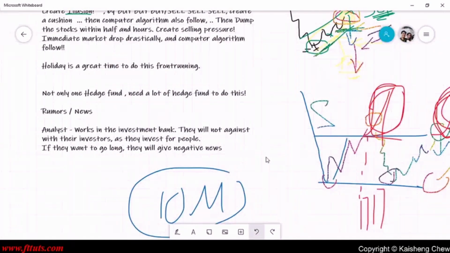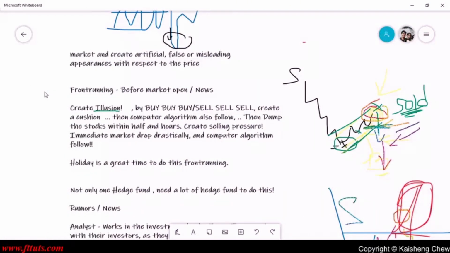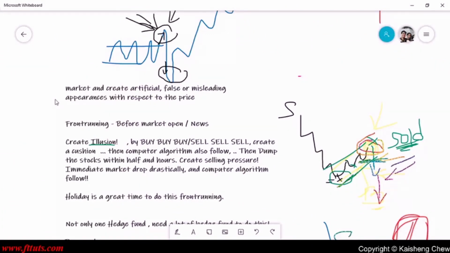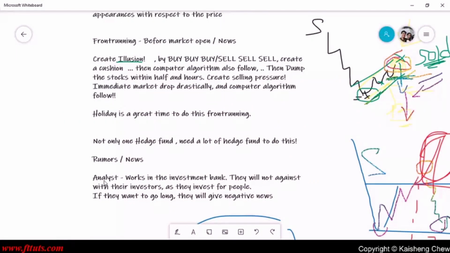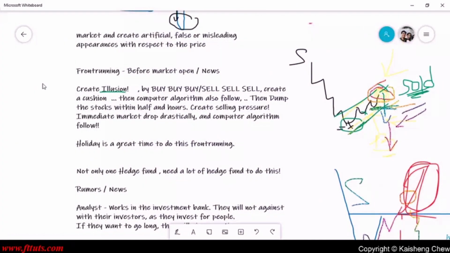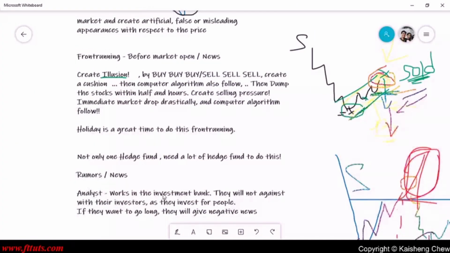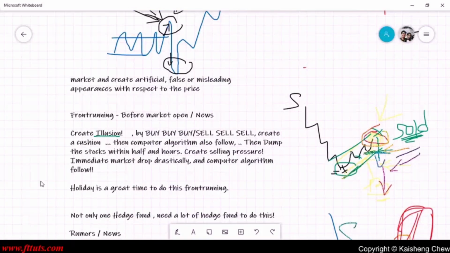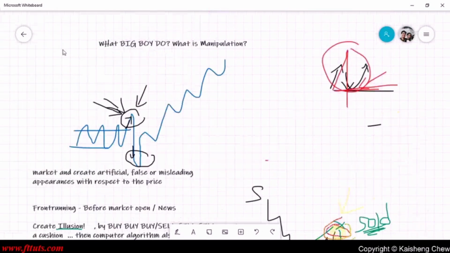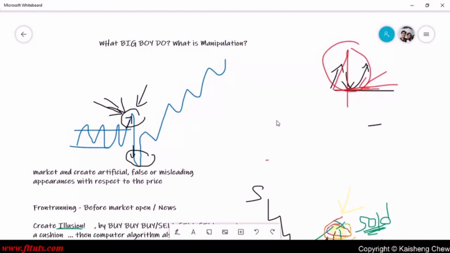Alright, so I think now you'll understand more about what front running is, and what the analyst's job in the investment bank is. The analysts are not helping the public. They're helping the bank, because they are paid by the investment bank, not by the public. Alright, so I think that's it. This is more about the manipulation.